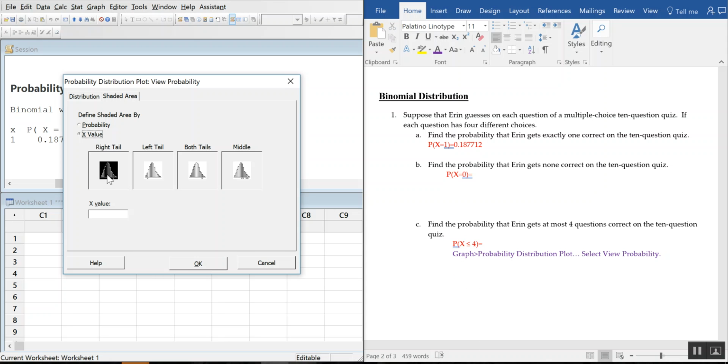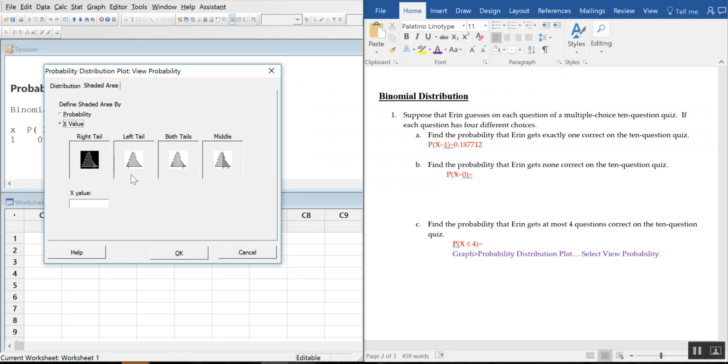And then it has these weird options, and these pictures are normally a little bit bigger, so I hope you can see them. Right tail, left tail, both tails, and then middle. So left tail is like I have that X or smaller. Both tails is I have that X or bigger and its negative counterpart or bigger. Let me click on the both tail one so you can see the right tail one. Right tail is that X or bigger. And then middle is in between two values.